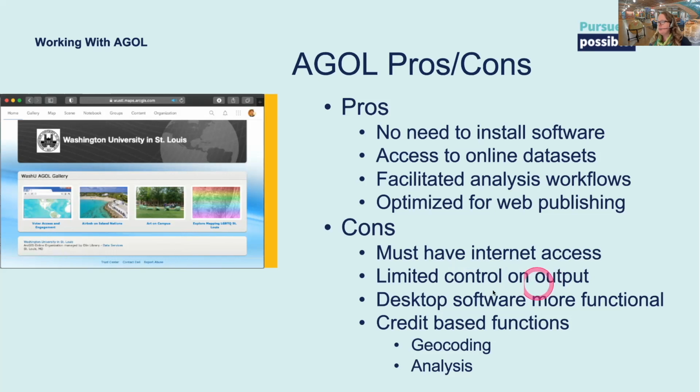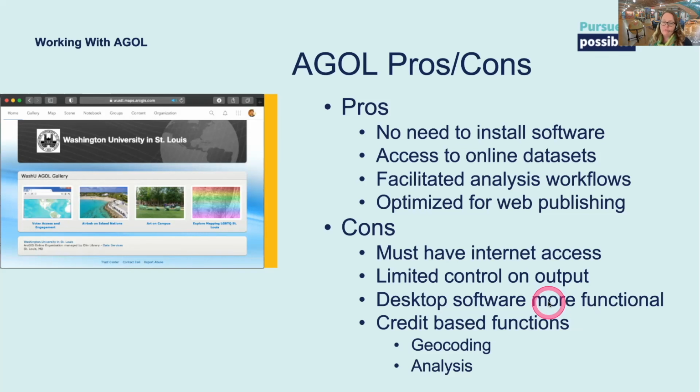There's limited control on the output, meaning that if you want to make printed maps and things like that, it's a little bit clunkier. It's really designed for web outputs. For printed maps and more intense spatial analysis, we recommend exploring the desktop options for GIS.